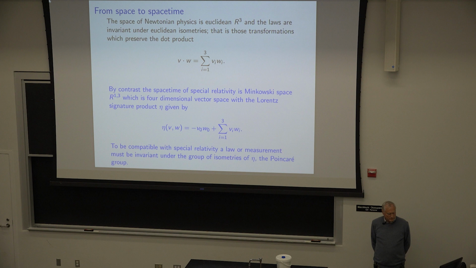Einstein developed special relativity with all sorts of physical arguments, but from a mathematical point of view, in the end, to be compatible with special relativity, a law or a measurement needs to be invariant under the group of isometries of eta. That group is called the Poincaré group, and it consists of translations together with the linear transformations that preserve that form.